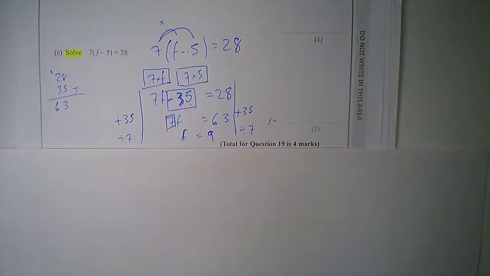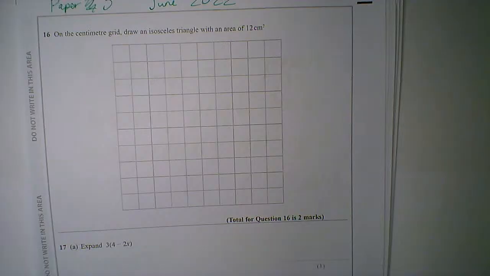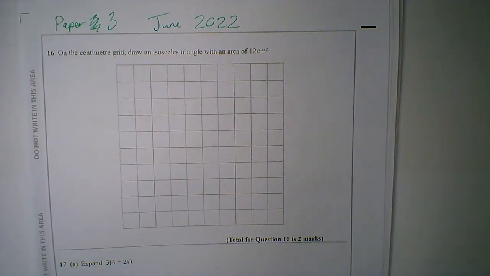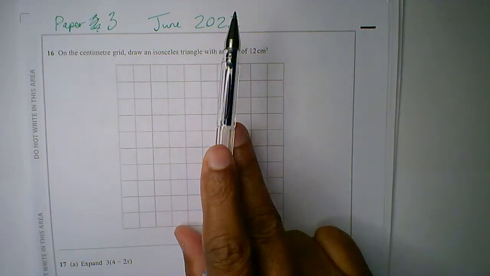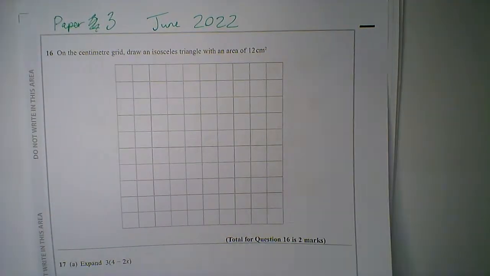Okay, let's go to the next question. Okay, so this is now from paper 3, June 2022. You are allowed a calculator because it's paper 3, but you can see from the questions that we don't really need a calculator for this question.